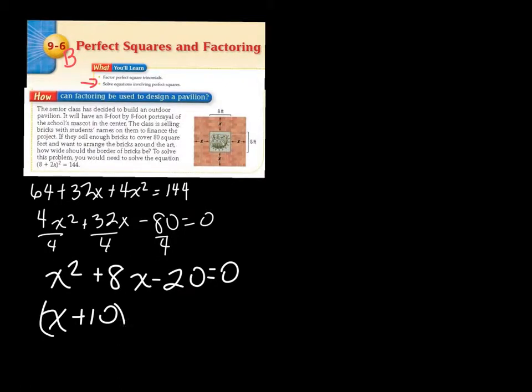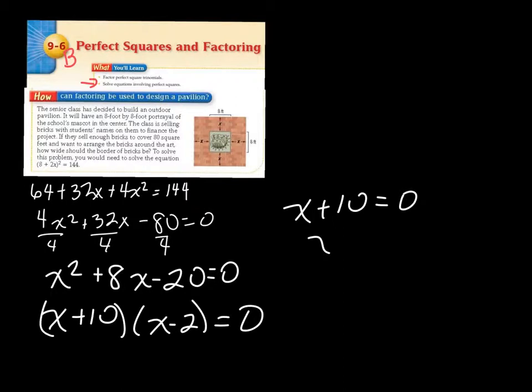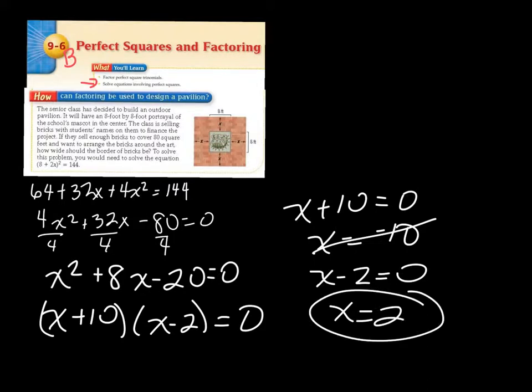So I need x plus 10, x minus 2. 10 times negative 2 is negative 20, and 10 plus negative 2 is positive 8. So that gives me two solutions. x equals negative 10, not likely in this situation, doesn't make sense. x minus 2 equals 0, add 2 to both sides, so x equals 2. So the question was, how wide should the border of bricks be? The answer is 2 feet.